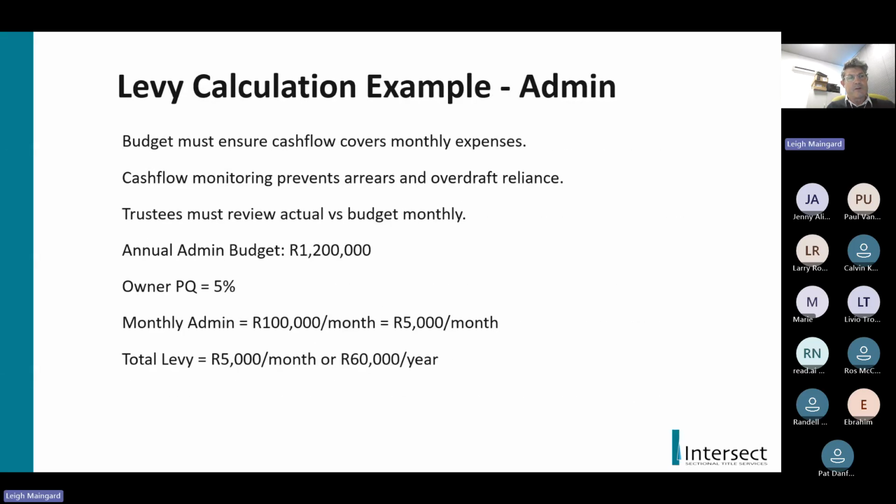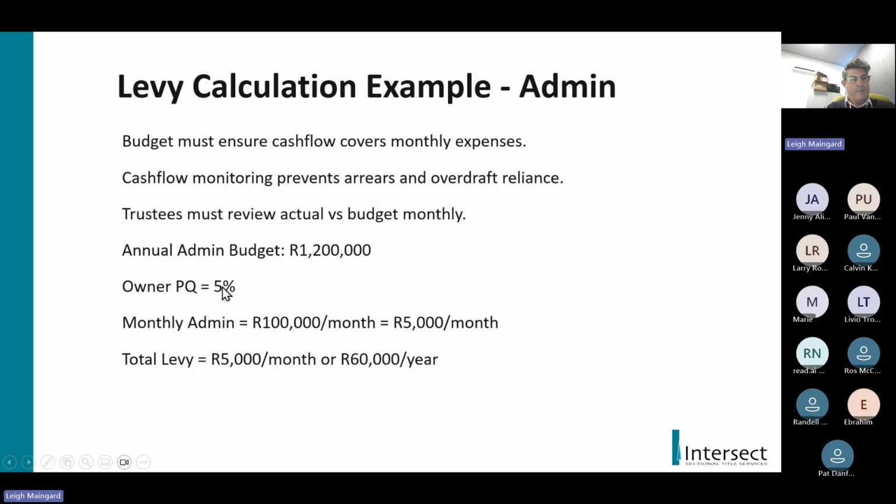This is just a very simple levy calculation example. If your annual budget is 1.2 million rand, and your PQ value as an owner is 5%. If you take 1.2 million divided by 12, you get to 100,000 rand a month. 5% of that is 5,000 rand. So your contribution on a monthly basis to this budget specifically would be 5,000 rand, and 5,000 rand times 12 will then give you your contribution at 60,000 rand per year.